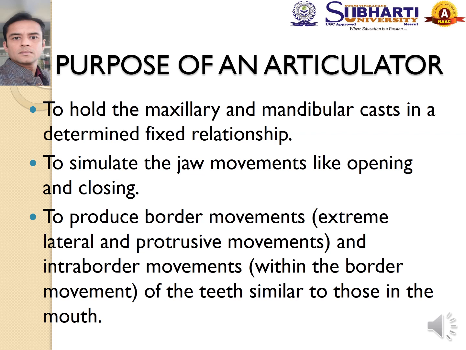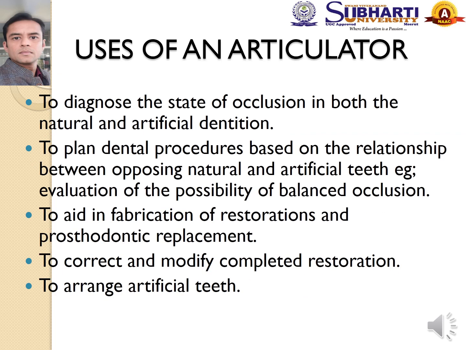This is basically a point which we will read in mandibular movements. This is basically Posselt's movement, which we will read in detail in the lecture on mandibular movements. Coming over to the fourth one, to diagnose the state of occlusion in both natural and artificial dentition. Here artificial dentition means any prosthesis which we have given intraorally. Then to plan dental procedures based on the relationship between opposing natural and artificial teeth, for example, evaluation of the possibility of balanced occlusion in case of complete dentures.